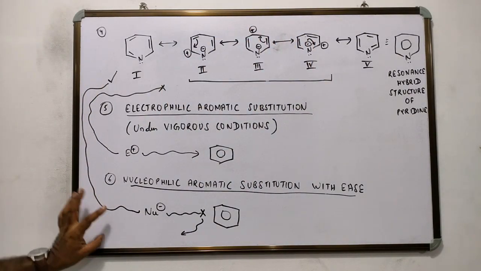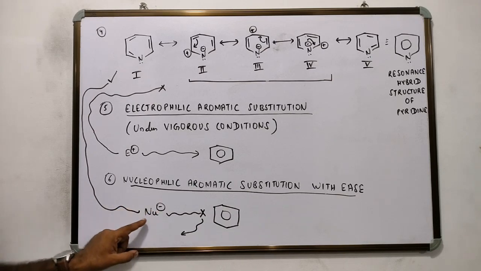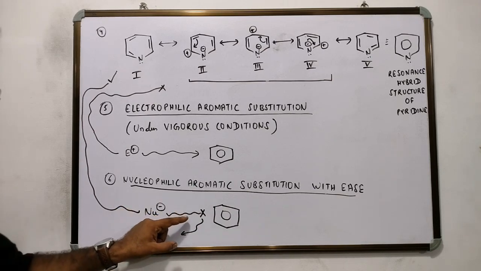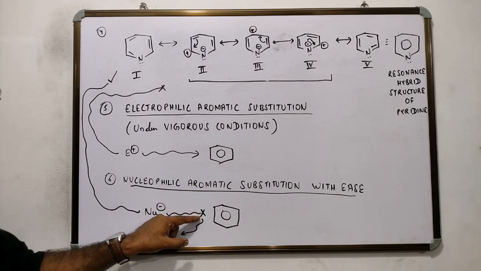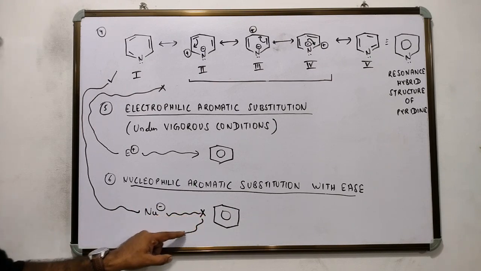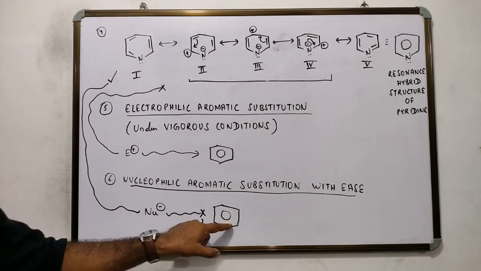In contrast, if the nucleophile, which is rich in electrons, approaches the benzene ring, then as it approaches, it would be repelled because benzene itself is rich in electrons.